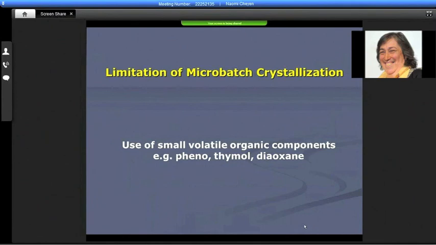There is one limitation of microbatch, and that is that you cannot use small volatile organic compounds. As I was showing with the snake toxin, you can't use phenol, thymol, or dioxane. But interestingly, the bigger ones, MPD you can use, glycerol you can use, all the PEGs you can use. So it's really not a problem. How often do you need thymol or dioxane? But when you need these, microbatch will not work. Isopropanol you can crystallize as well. Everything actually, it's just these very small organics that you can't.